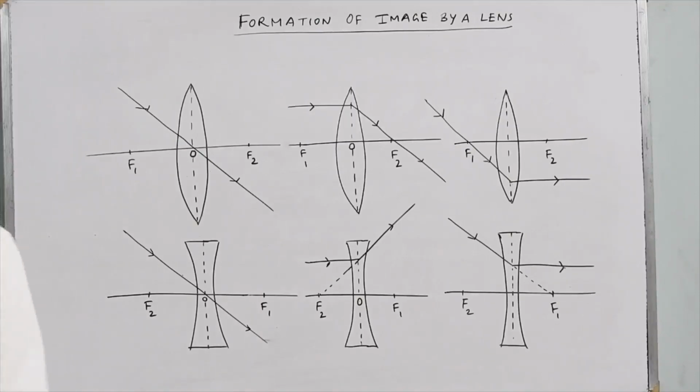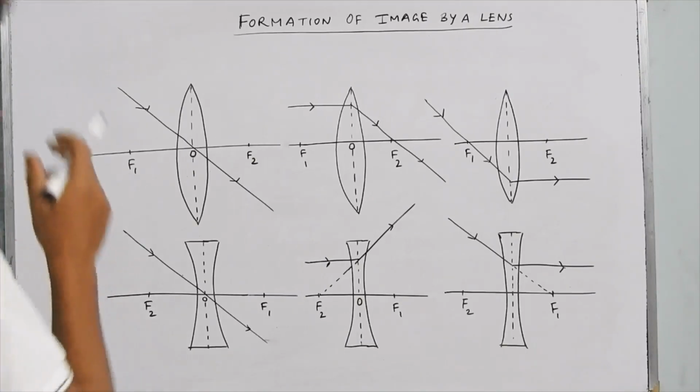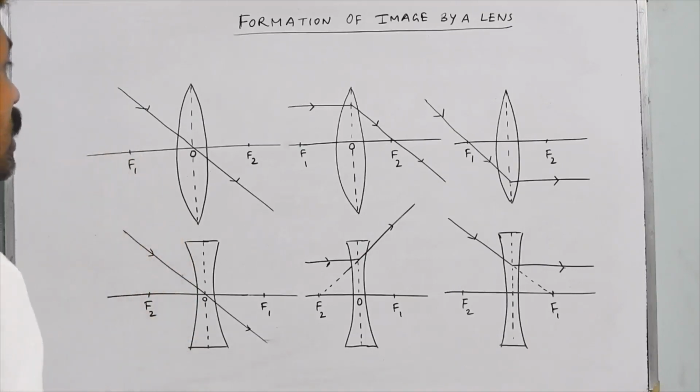Formation of an image by a lens is studied with the help of a specific set of rays. So I have drawn some diagrams. Each of these diagrams represents what rays should actually be taken in order to draw the ray diagrams appropriately.